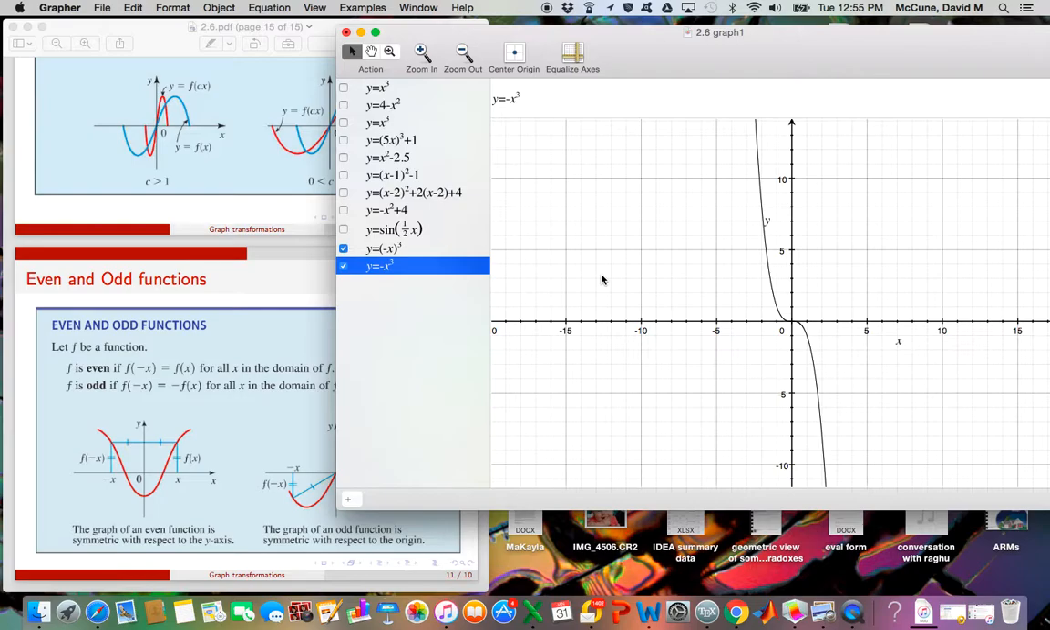Okay, so that's what it means to be odd. If you replace every x in sight with a negative sign, and that's the same thing as just slapping a negative sign on the function, it's called odd.